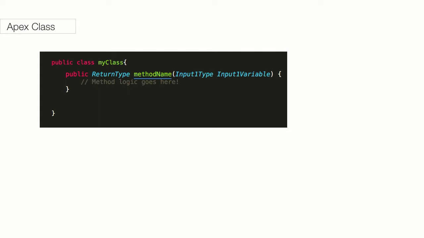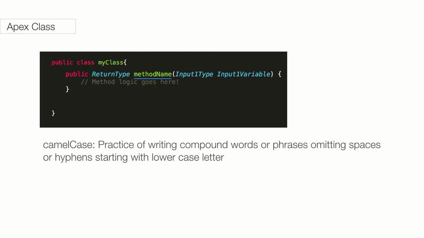Make sure to choose a method name so descriptive that anyone can understand it. Also, don't forget to use camel case. Camel case is the practice of writing compound words or phrases omitting spaces or hyphens, starting with a lowercase letter. For example, this phrase in camel case would be this, with no spaces, starting with a lowercase letter.